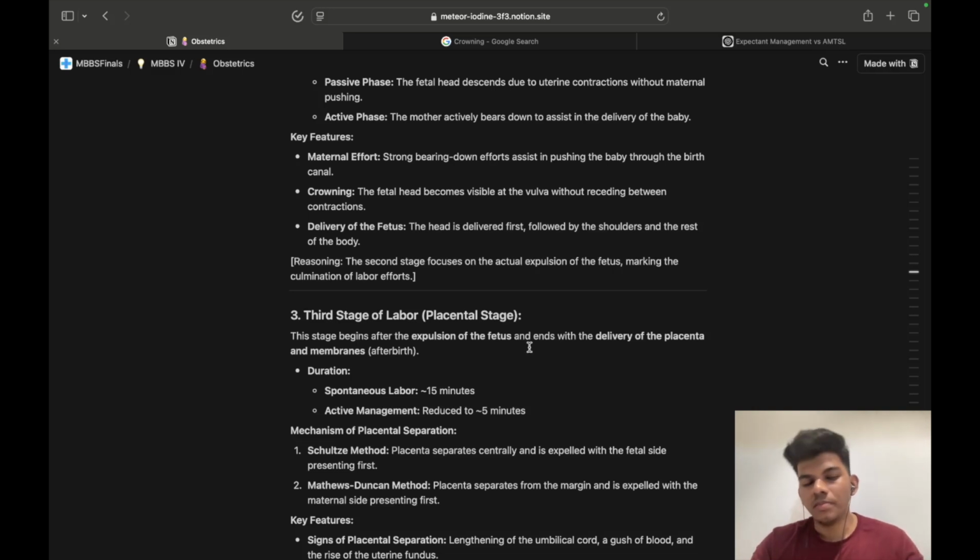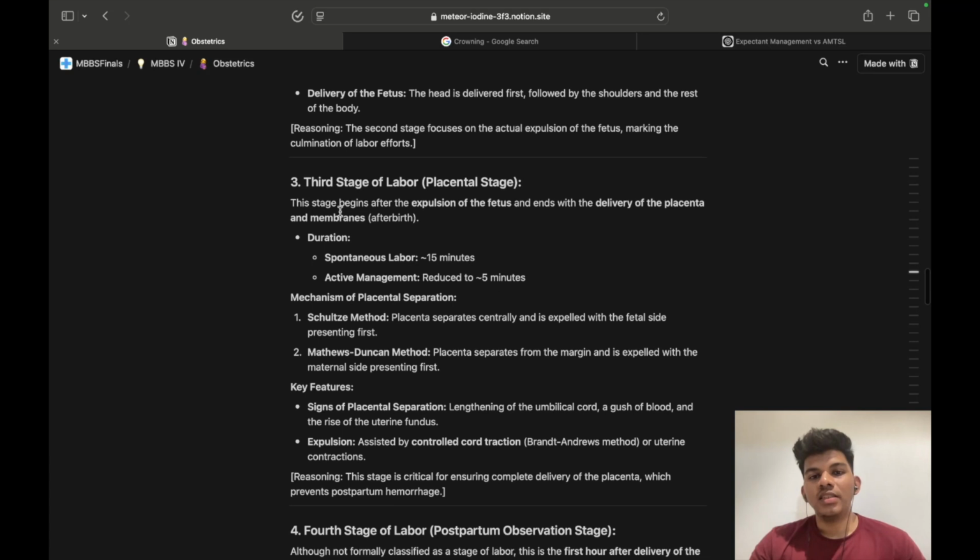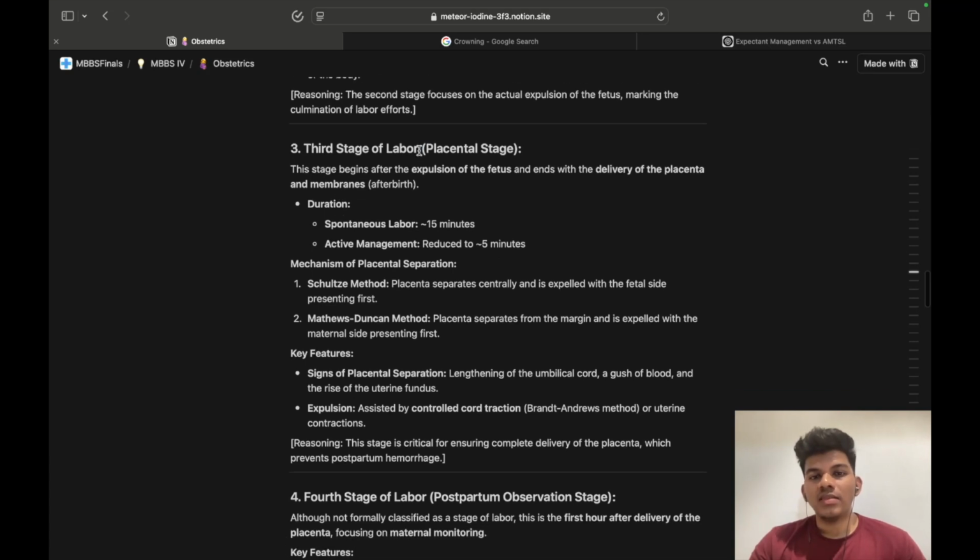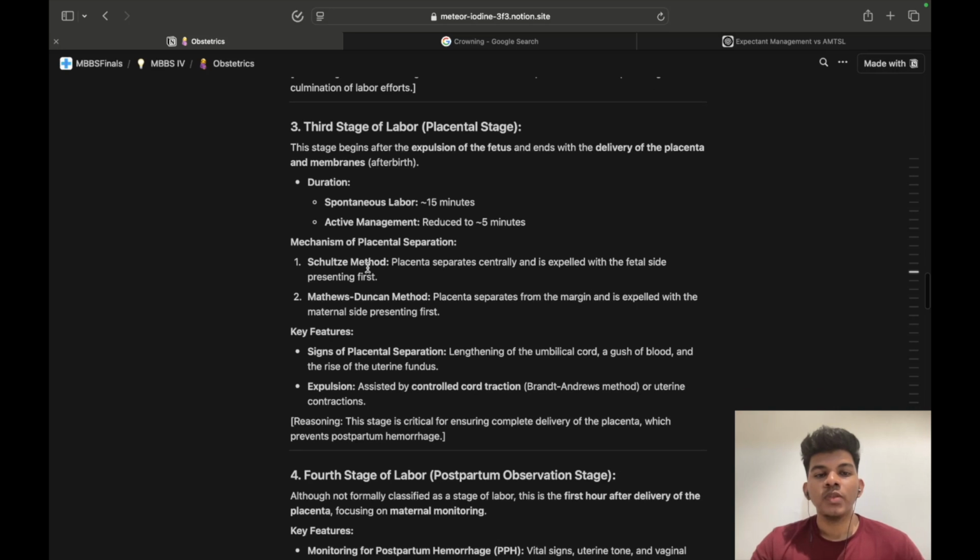Third stage. This one is the placental stage. It begins with the expulsion of the fetus. So the fetus is out. Now what do we have to deliver? The placenta and the membranes. What is the duration like? Spontaneous labor is 15 minutes, without any kind of intervention, and active management reduces it to 5 minutes. So hope you remember AMTSL, active management of the third stage of labor.